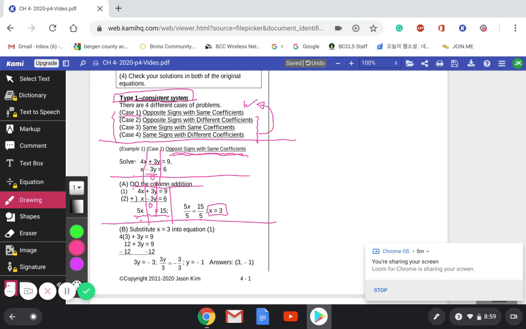Now, once you get the value of x, you substitute 3 for x, because x equals 3, usually into the first equation.